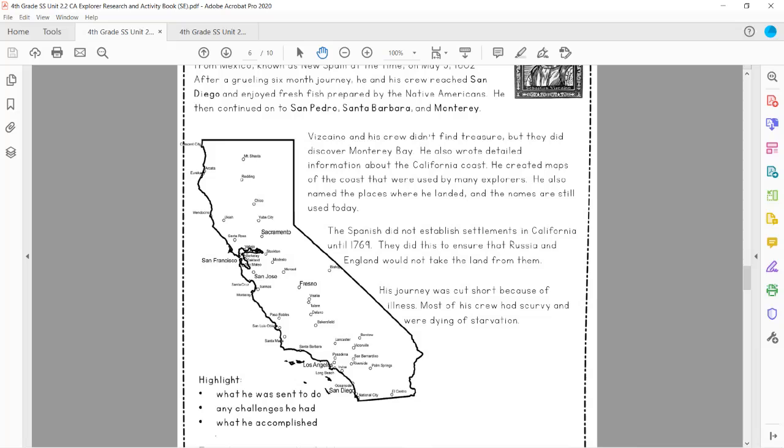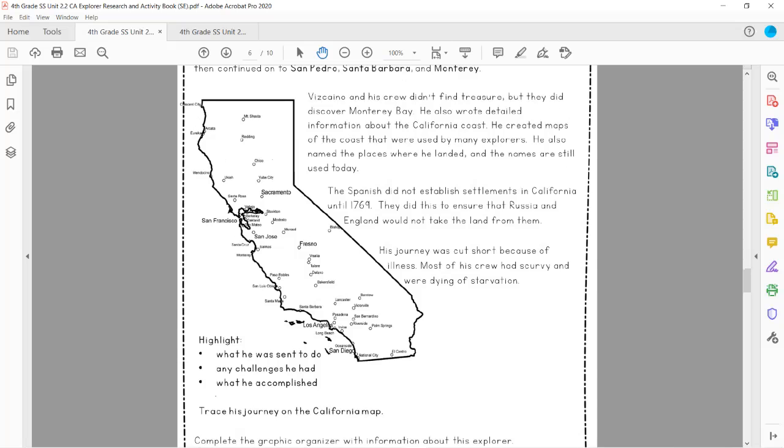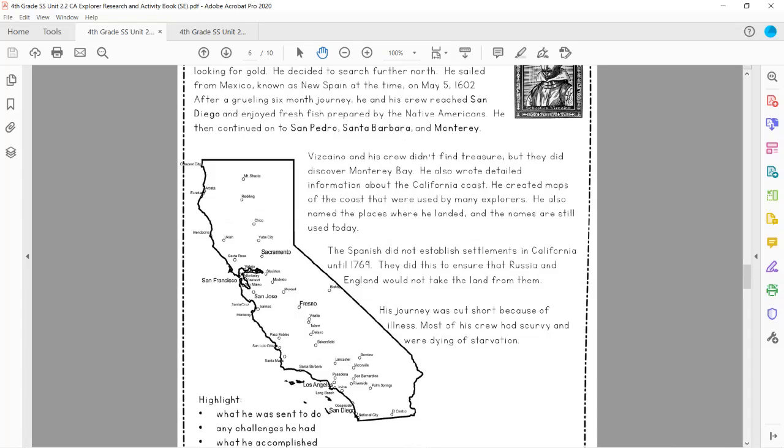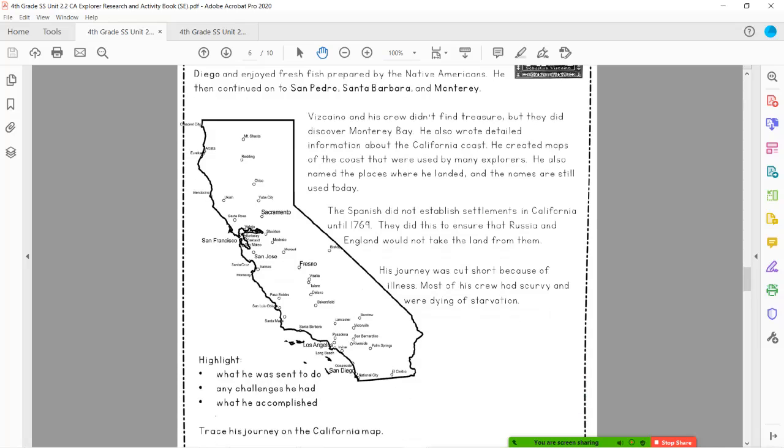So again, we're going to highlight what he was sent to do, the challenges that he faced, and what kind of accomplishments he made. We're also going to trace his journey on the California map. So we know that he spent years in Mexico, and then he went up the coast to San Diego, then San Pedro, Santa Barbara, and Monterey. So you want to make sure you're tracing his whole route all the way up until he gets to Monterey.